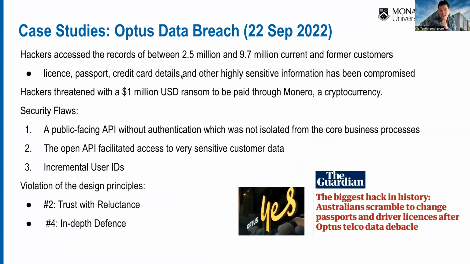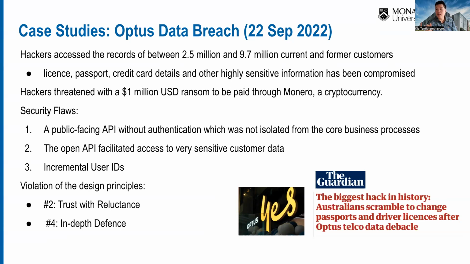Okay, there are a few case studies as well. This is the Optus data breach on 22 September 2022. What happened is that hackers accessed the records of 2.5 million of the 9.7 million current and former customers at Optus. The information the attackers got includes driver license, passport, credit card details, and other highly sensitive information as well. And the hackers threatened with a $1 million ransom to be paid in Monero, which is one of the cryptocurrency platforms.